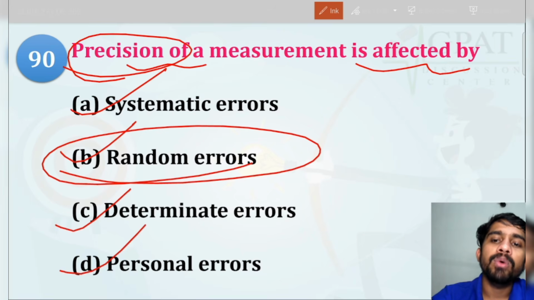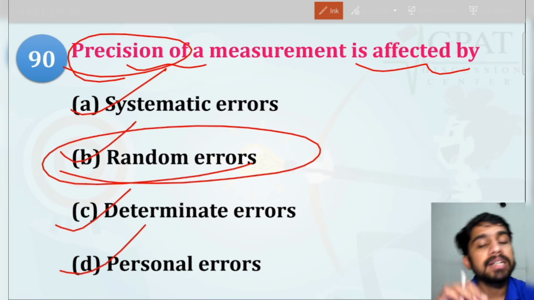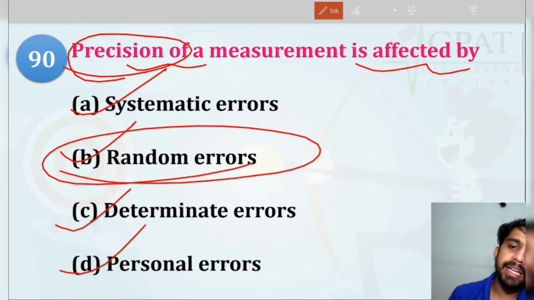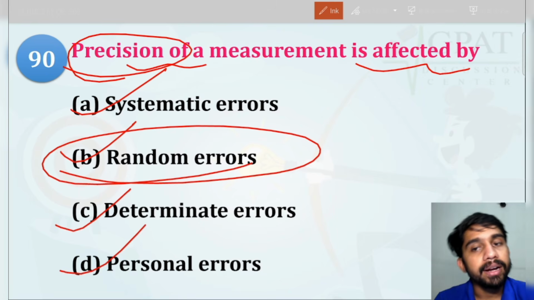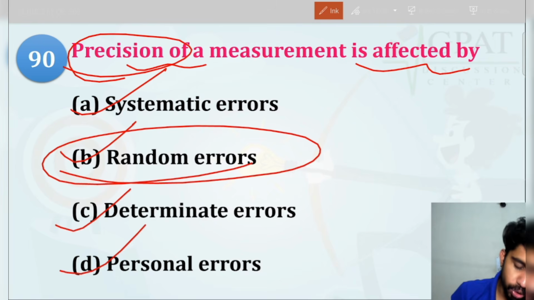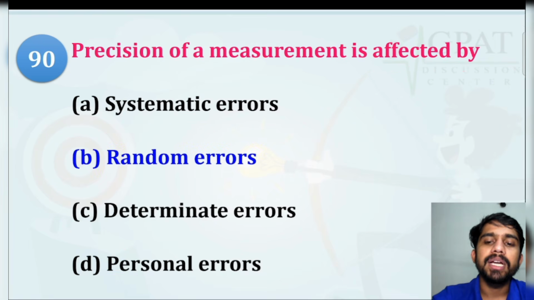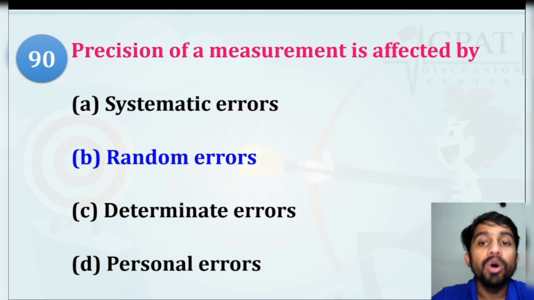If you talk about systematic error, these are consistent and directional, and can be identified and corrected. Determinate error is already known, its cause is known. Personal error depends upon the person. So the correct answer for this question is option B.